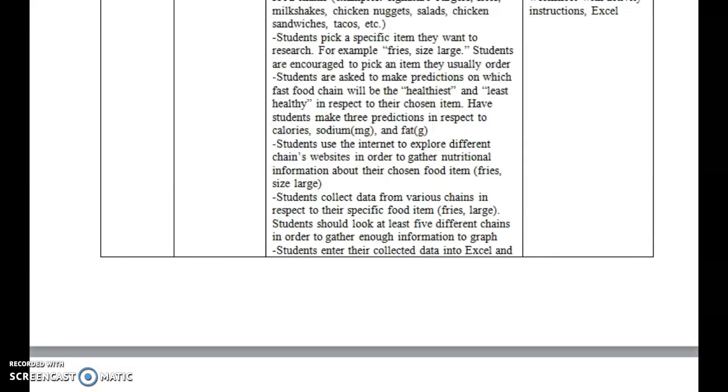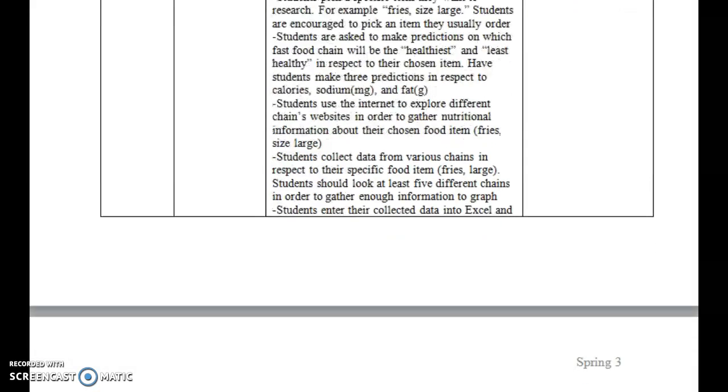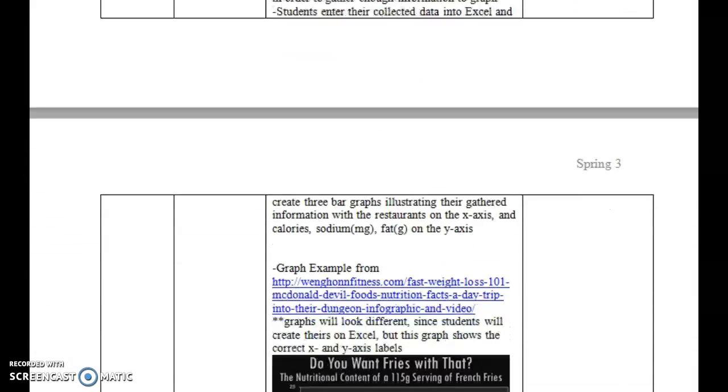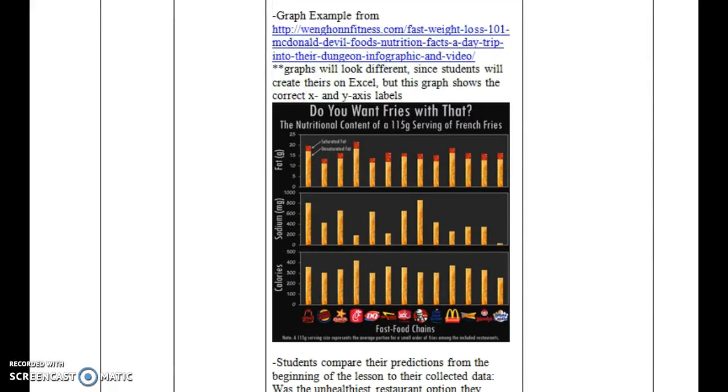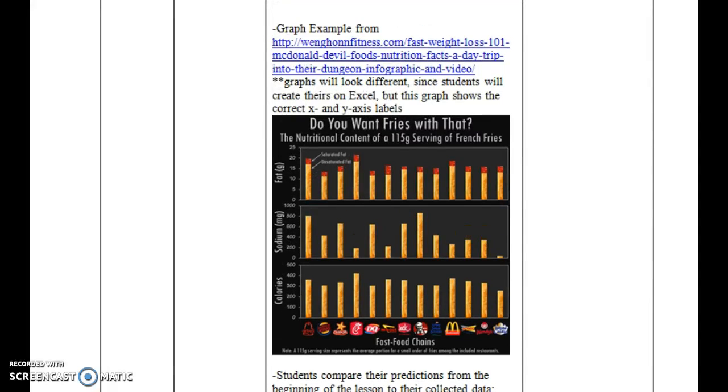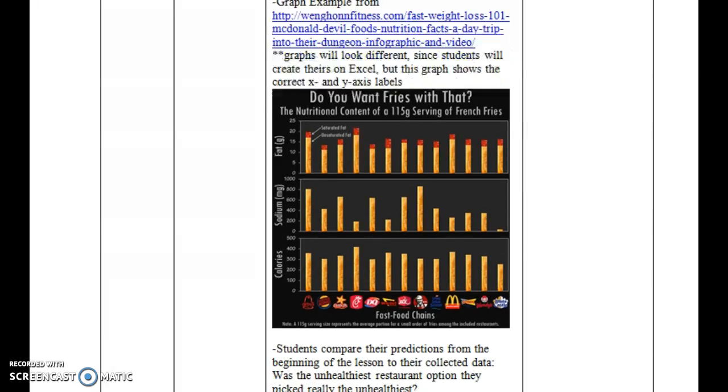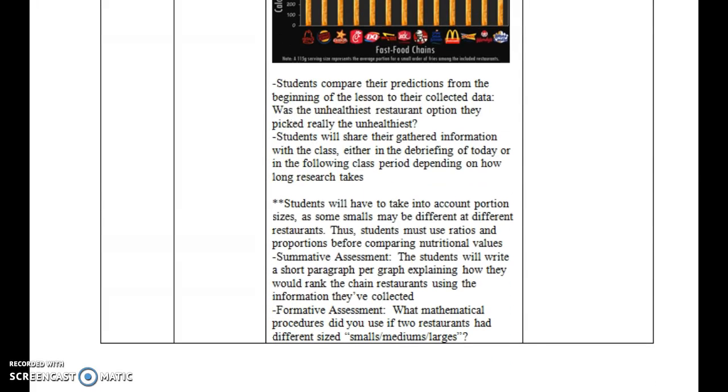They're going to collect the data from the various chains, looking specifically at calories, sodium, and fat. Then they're going to put all that information into Excel and create a graph. Now their graph won't look as fancy as this one, but in Excel it won't look too terrible. They're going to use that graph in their presentation to the class.